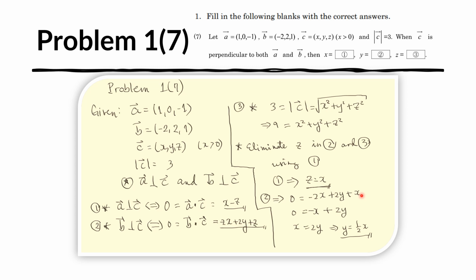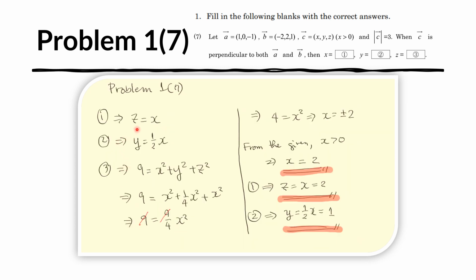We'll simplify this a little bit. We combine minus 2x and x into minus x, and we retain 2y, and we move this minus x to the other side. We get this, which is equivalent to saying that y is 1/2 of x. Now this is good because we can express z in terms of x and y in terms of x. So we can replace the y's and the z's with x.